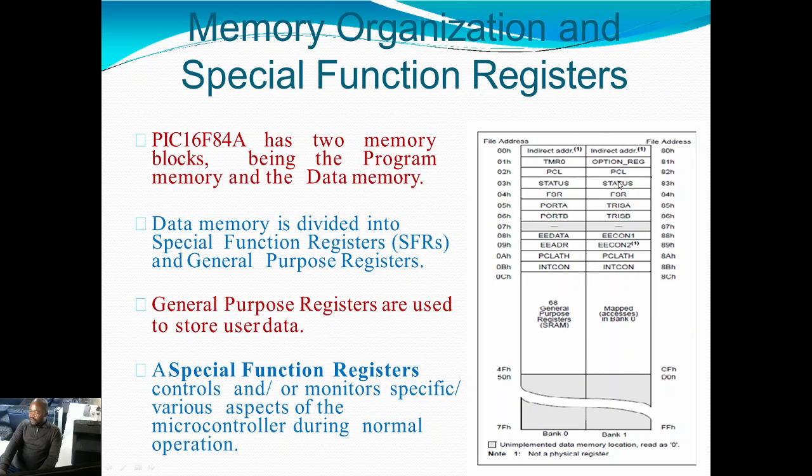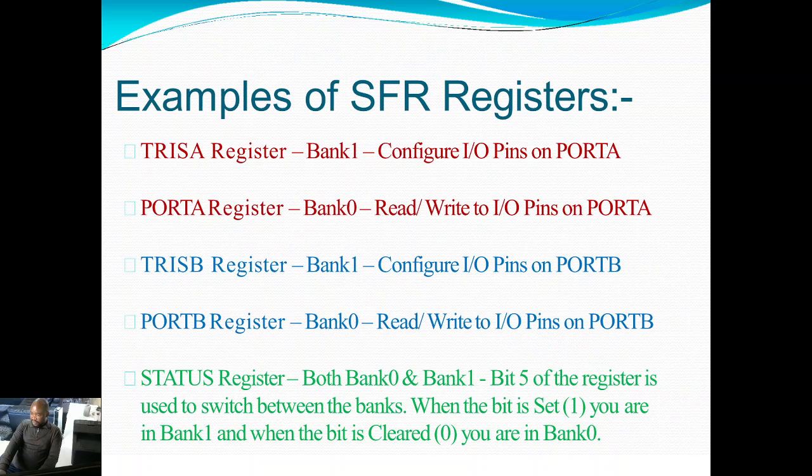When bit 5 of the status register is cleared, it means we're in bank 0. That's how you switch between the banks. You want to jump to bank 1, you have to first set bit 5 of the status register. That will take you into bank 1. You want to go to bank 0, you have to clear bit 5 of the status register. That will take you to bank 0.